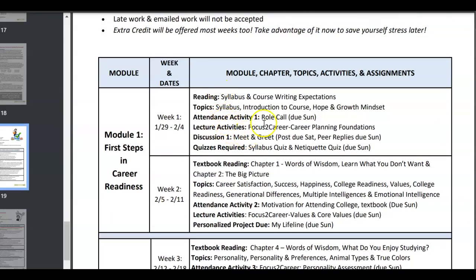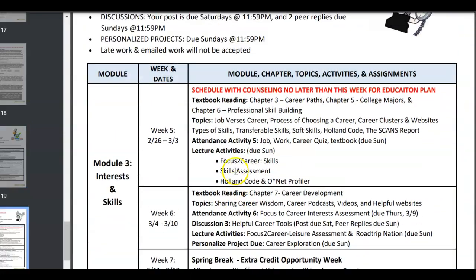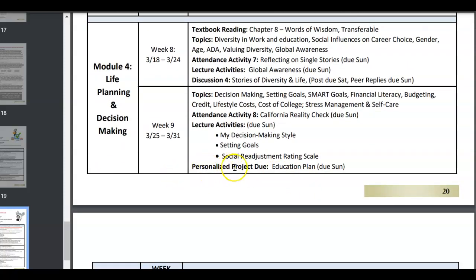So I have in here everything that you have to do, right? Except when we get to this page, I want to make sure and point this out, and I'm going to point it out a lot during our class. The personalized project education plan, let me see when it's due. Okay, so that is actually due on March 31st, okay?